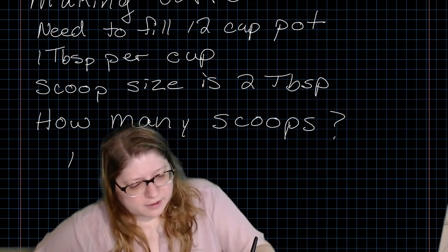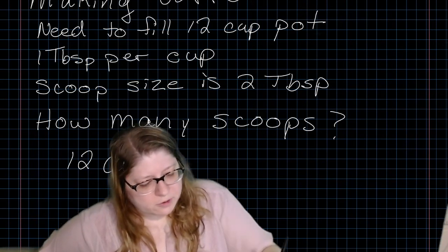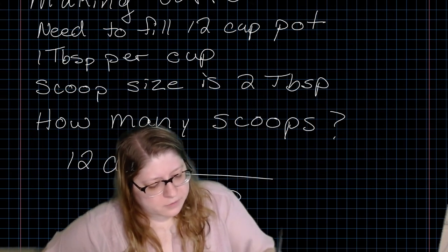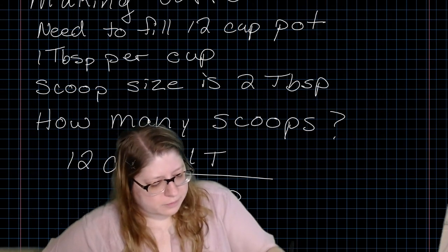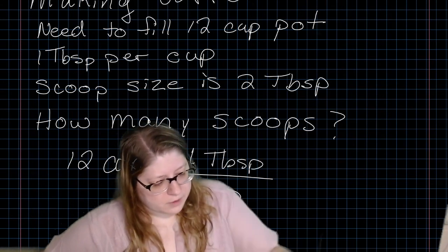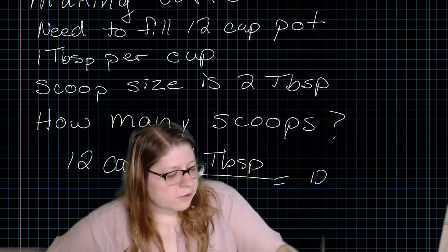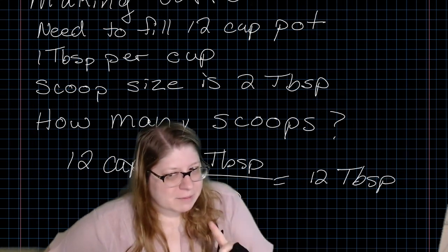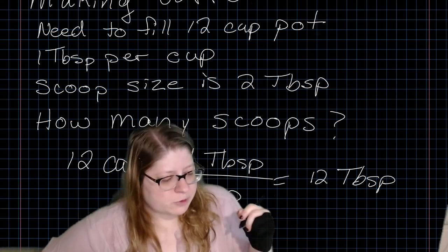So we've got 12 cups, and we're going to multiply by 1 tablespoon per cup, with 1 cup on the bottom so that the cups will go away. So that means that I need a total volume of 12 tablespoons of coffee. But remember, I'm not using a tablespoon. I'm using a big scoop that is 2 tablespoons.